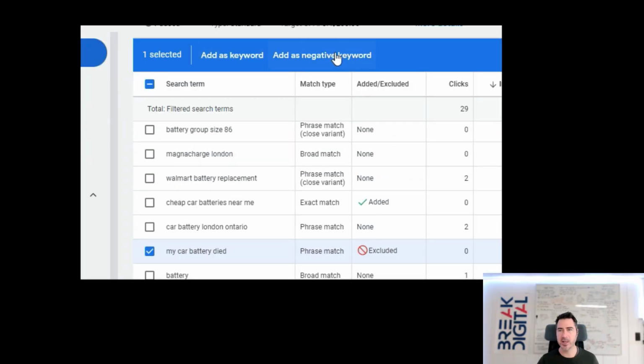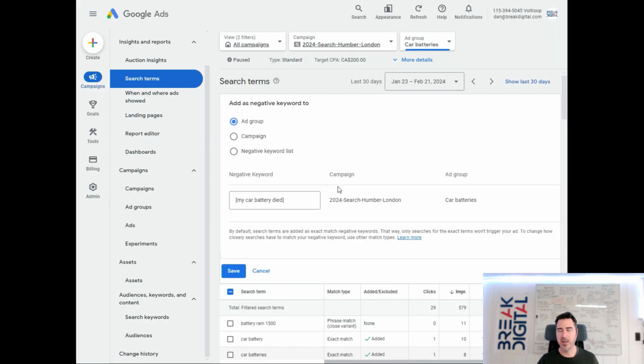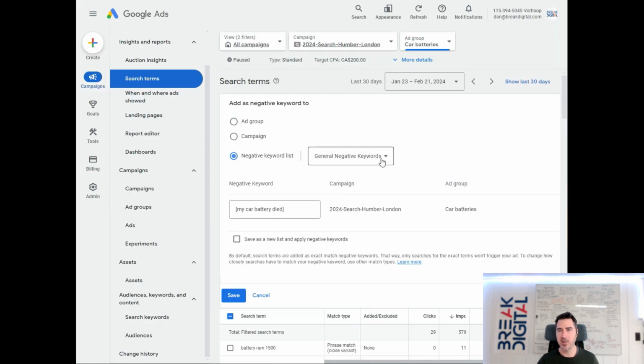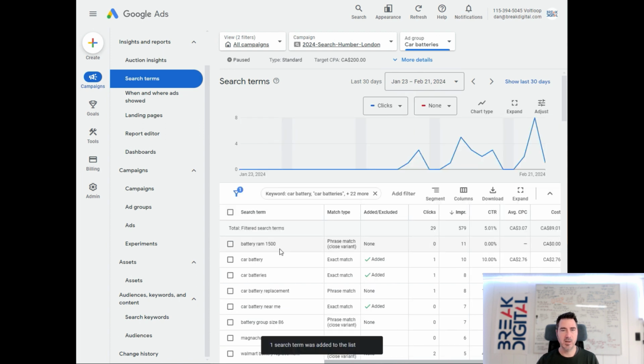So to exclude this, we would add it as a negative keyword, and we've already made a keywords list called negative, general negative keywords. We would add it to that. If we leave it as exact match, then this will suppress our ad whenever someone types in "my car battery died." But this could be done as a phrase match. So it also excludes searches like "what to do if my car battery died" or "my car battery died downtown." Then we would just save that to our negative keyword list.